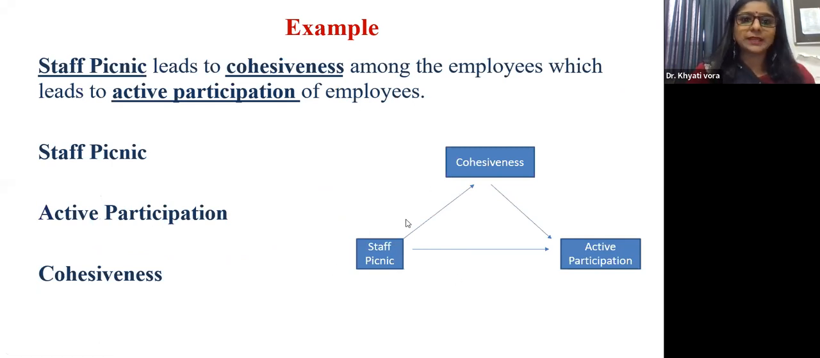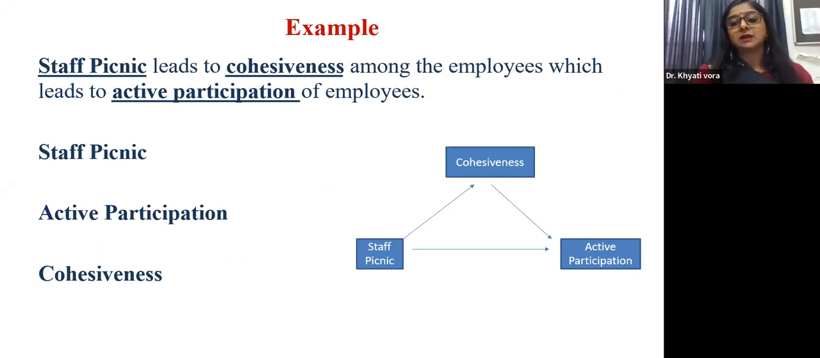At this point, at the chat, I hope you have got it. If colleagues take task techniques, this leads to cohesiveness among the group, which leads to the active participation of the employees. How can we connect all these three? Staff picnic is the independent variable, which leads to active participation.